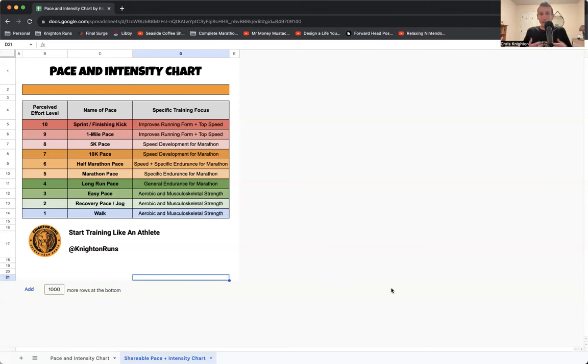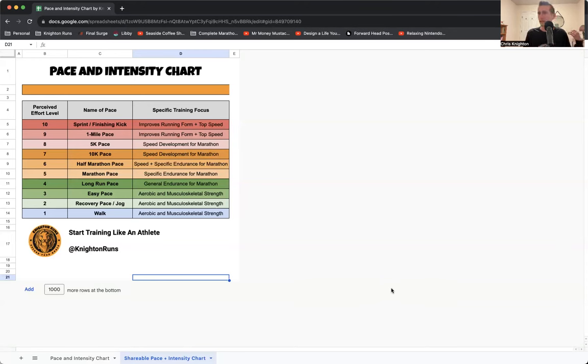Now that I've gone through the different pace ranges, you should think, okay, when I go out on a regular run, what would I rate my perceived effort level as? Just a regular easy run. Let's say you go out for 5 miles or half an hour, perhaps.